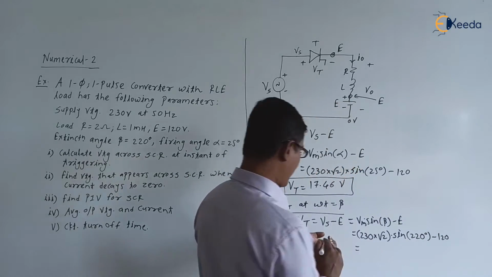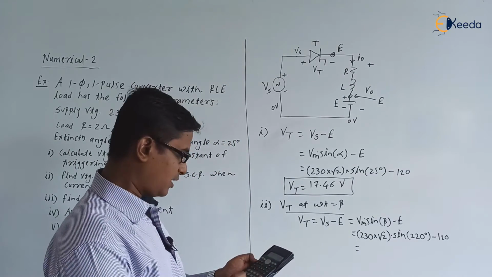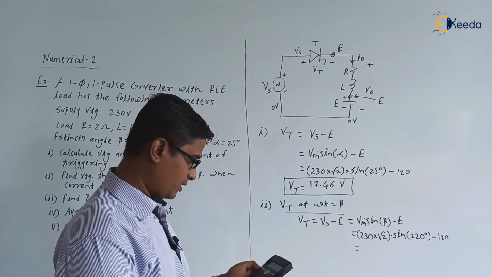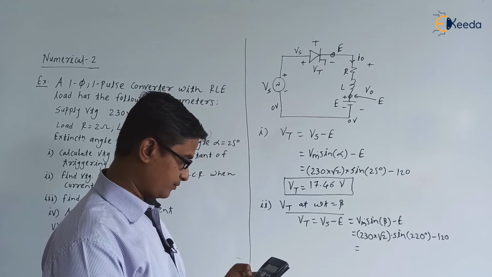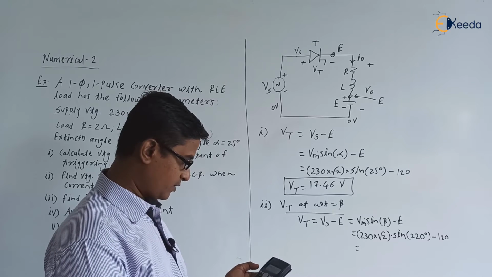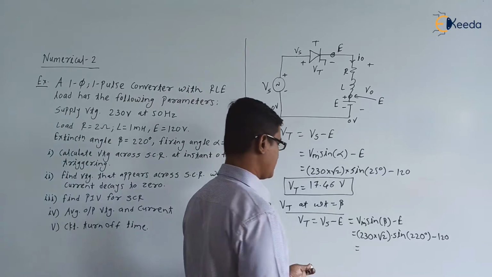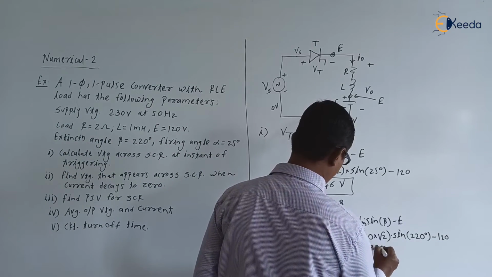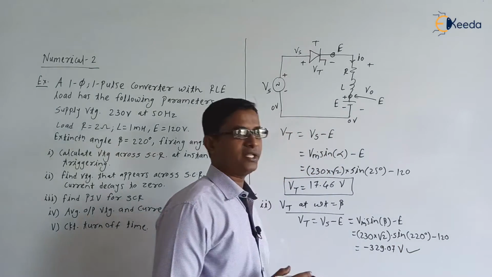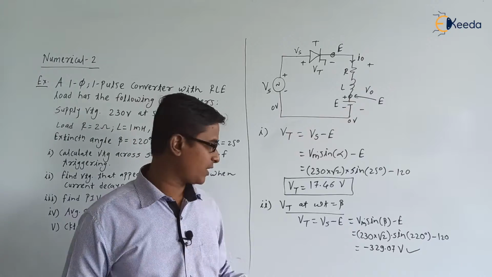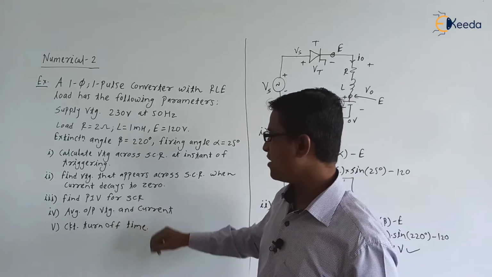Okay, so in this way we can find the voltage across SCR at the instant of current decaying to 0. So sine of 220 into 230 into root 2 minus 120. So it is 329.07 volt negative. Okay, this is VT, right? This is VT. Are you getting the point? Okay, at beta.